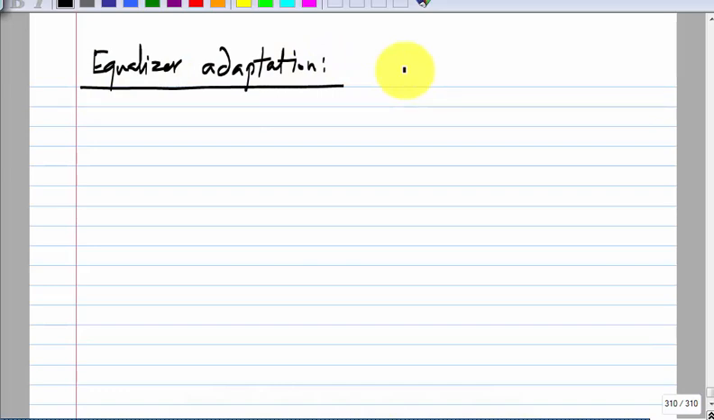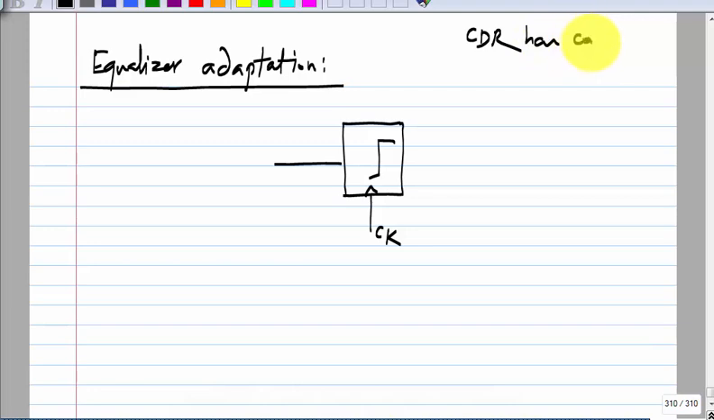Let's see. So we want to make the decision here, and there is some sampling clock. At the rising edge of the clock, you make the decision. So for now, I'll assume that the CDR has converged, meaning the clock and data recovery circuit is giving you the clock at the right place. Now, what is the kind of signal I want to see at the input of the slicer?